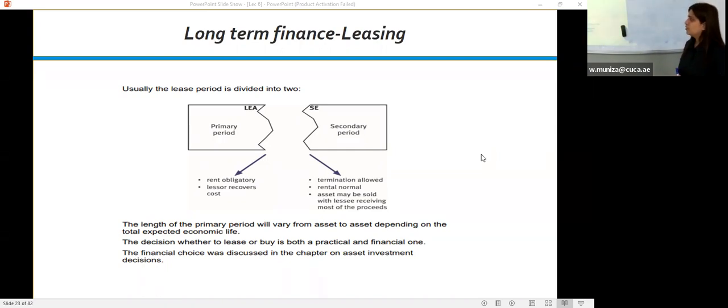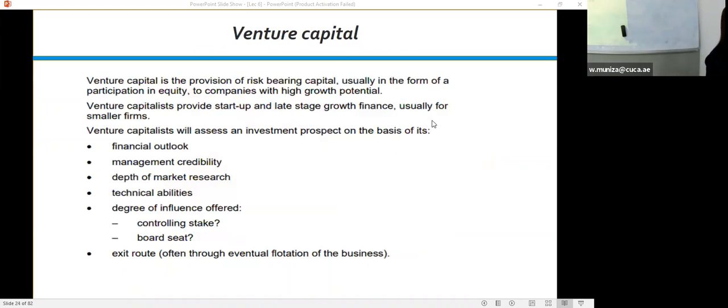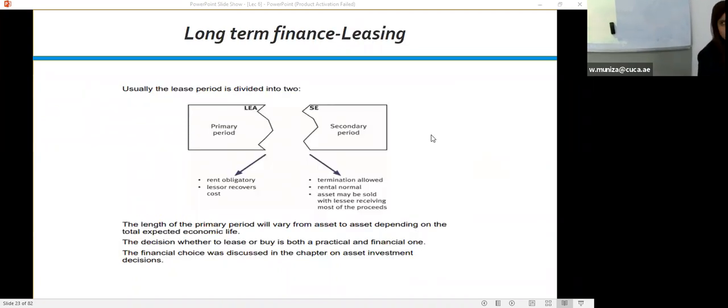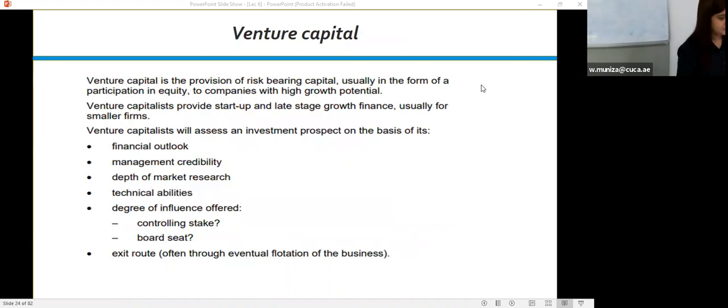The decision whether to lease or buy is both a practical and a financial one. And the financial choice was discussed in the chapter on asset investment decisions. Do you remember? In investment appraisal, we had discussed whether to finance an asset or to lease an asset.